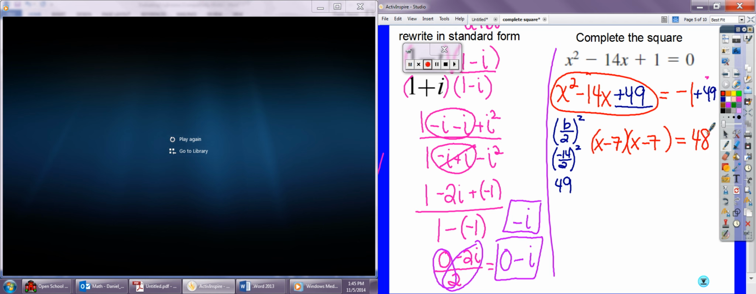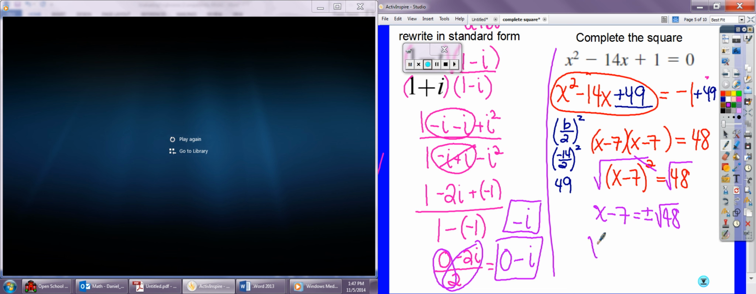Okay? Now, how could I write this better? x minus 7 squared equals 48. Now what? Yeah? Square root both sides to solve for x. Our goal is to get x by itself. Now, when you write the square root, what do you have to remember to put in front of it? Very good. Plus or minus square root of 48. Is 48 a perfect square? No, so you can leave it like that.